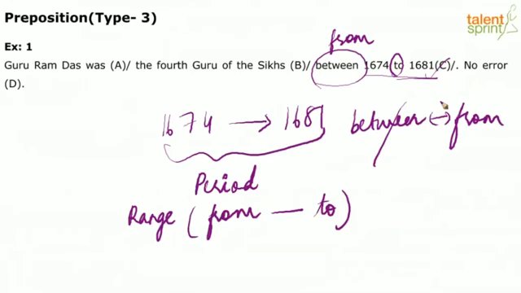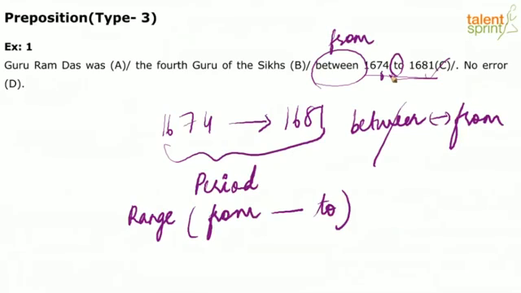1674 and 1681. Now again, between means in between. Although we say it, I would say it is more appropriate to say from. If you cannot say from and to, you can say between this and this, maybe he was the Guru between this and this. But again, between 1674 and 1681 means sometime in between that. It doesn't cover the whole range, okay. So it is more appropriate to say from and to. I think it's clear. Let's move on.